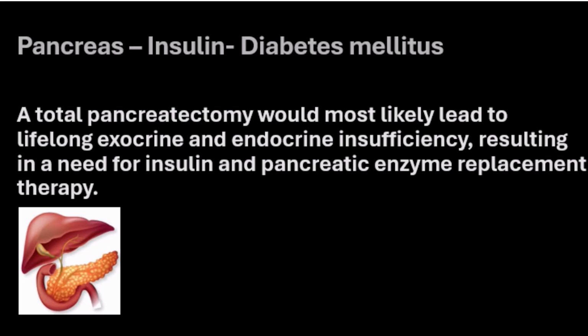The pancreas produces insulin, which is responsible for controlling the blood sugar, and the absence of this insulin can cause diabetes mellitus. A total pancreatectomy would most likely lead to lifelong exocrine and endocrine insufficiency, resulting in a need for insulin and pancreatic enzyme replacement therapy.